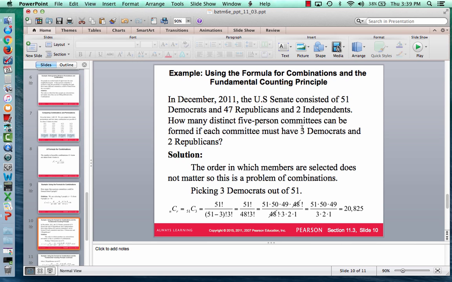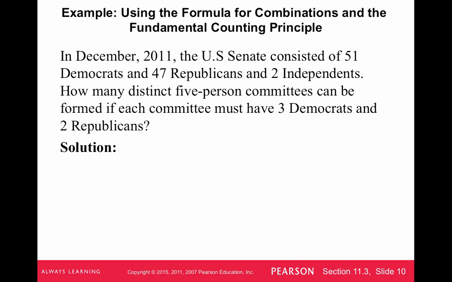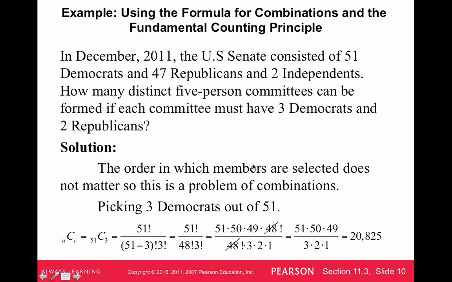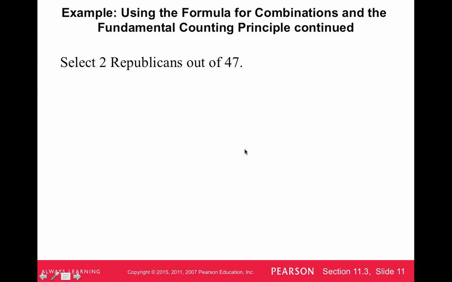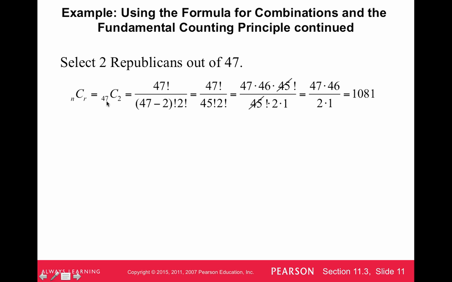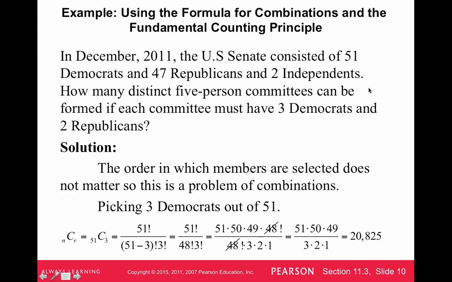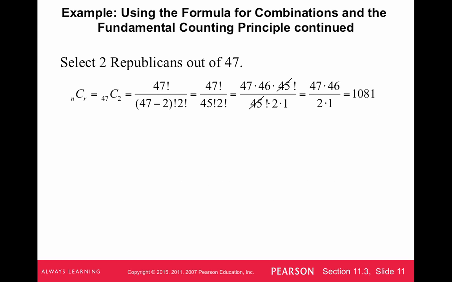All right, now they have to make sure they have 3 Democrats. So we're going to select 3 Democrats out of 51 Democrats. So that's why they're doing this 3 from 51. 51 choose 3. There are 20,825 ways you can do that. But we also need to pick the Republicans. Let me get this bigger, sorry. If we pick the Republicans, there are 2 Republicans out of 47. So 47 choose 2. There are 1,081 ways we can do that. So there are 20,825 ways we can select the Democrats, and 1,081 ways we can select the Republicans.